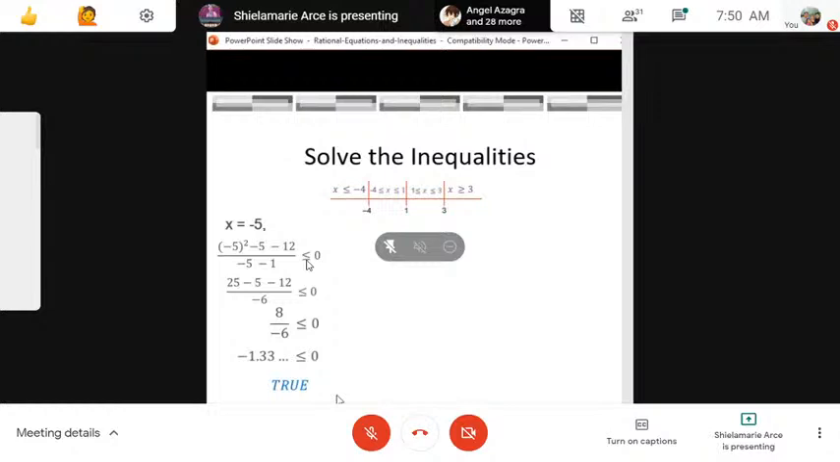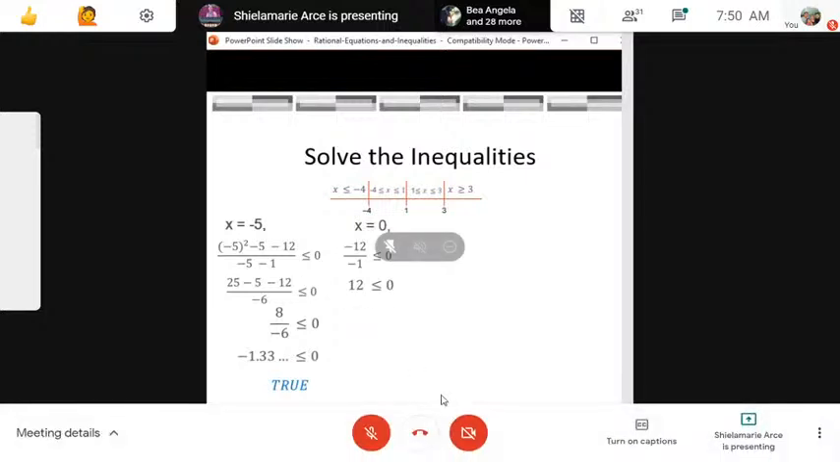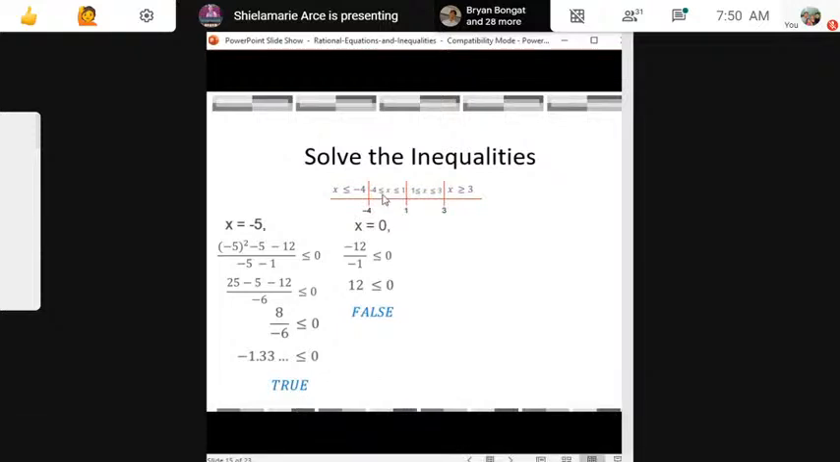Ano po? Okay. So dun sa second portion natin, ang pinili ko ay 0. So pag sinubstitute natin ang 0, yan na lang yung matitira natin. And we found that 12 is not less than or equal to 0. Tama ba? So it's false. Ibig sabihin, itong portion na to ay hindi kasama sa solution set.